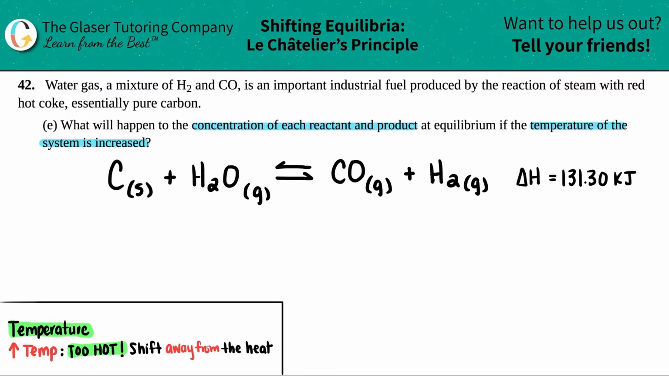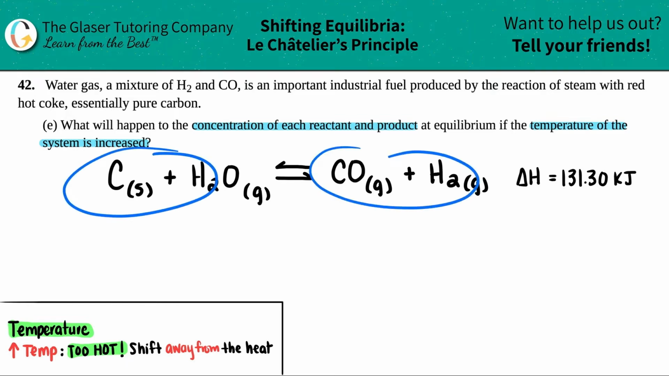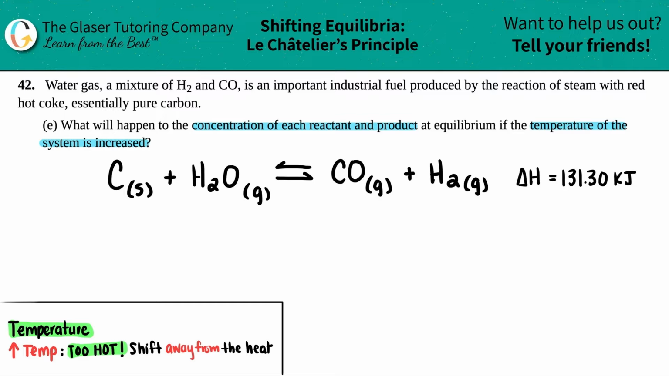Finally, we're going to use this delta H value. You only care about this delta H value when they're talking about temperature. Now, the only thing that I care about is where the heat is lying. Is the heat on the reactant side or the product side? That comes from the delta H value. I don't care about what the number is. All I care about is whether it's a positive or a negative.